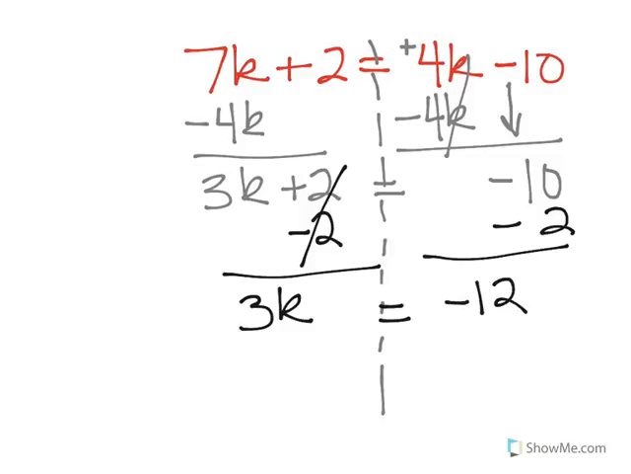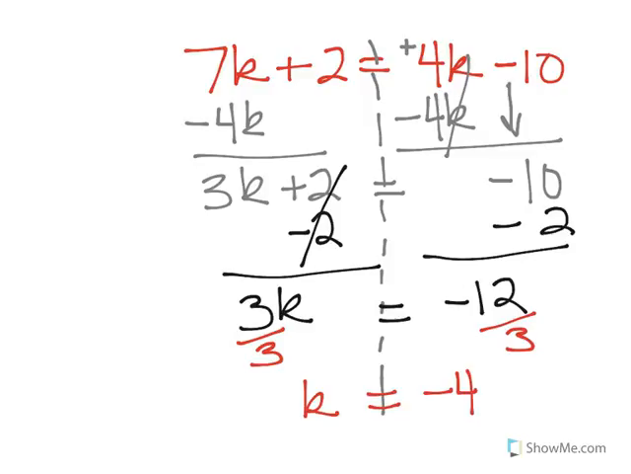I now have a one step, and our one step says that we should undo multiplication by division. We're going to divide by 3, and the negative 12 divided by 3 leaves us with k equals negative 4.